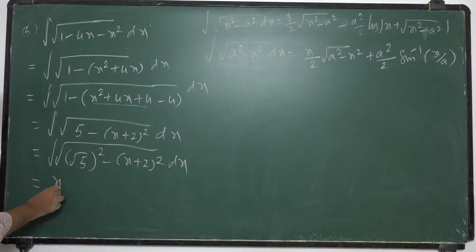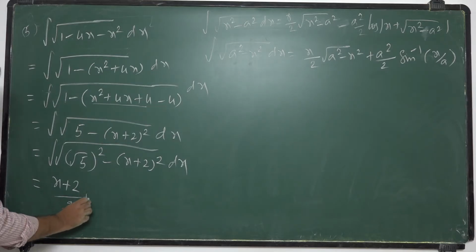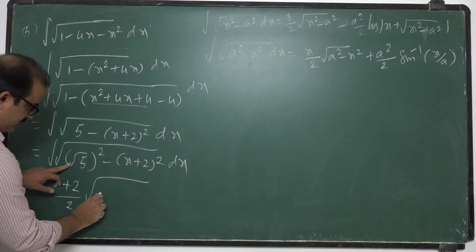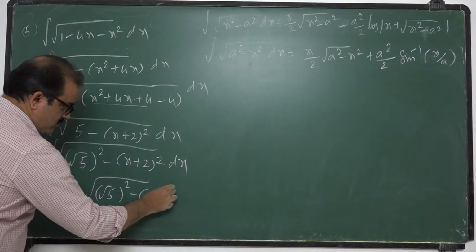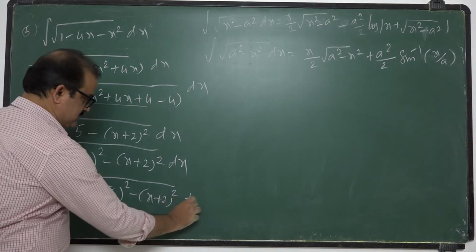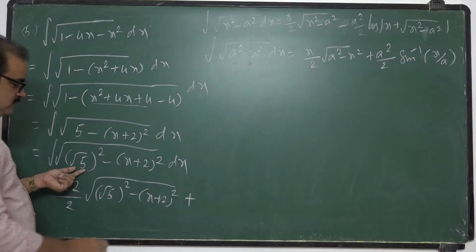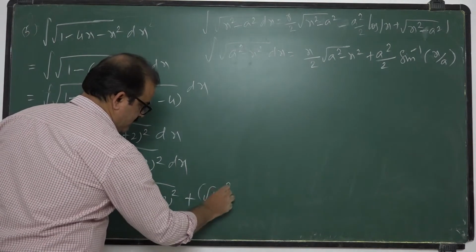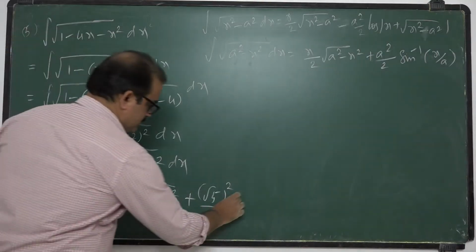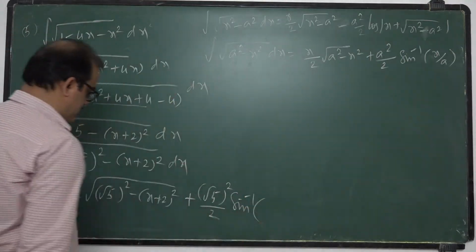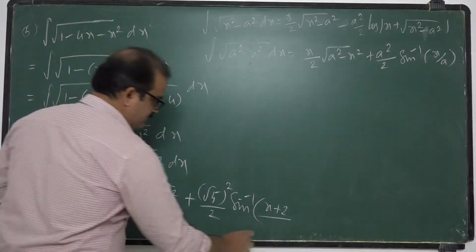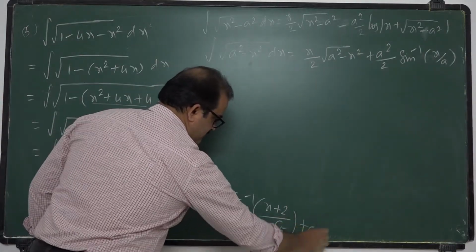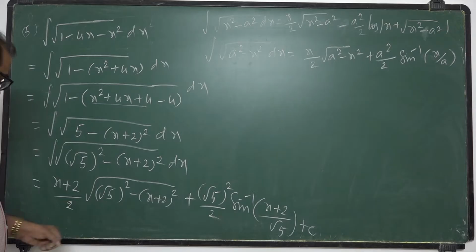x by 2, x plus 2 by 2 root of a square minus x square plus a square by 2. What is a? Root 5. a square by 2 into sin inverse x by a. What is x? x plus 2. What is a? Root 5. Plus. Now expand it.